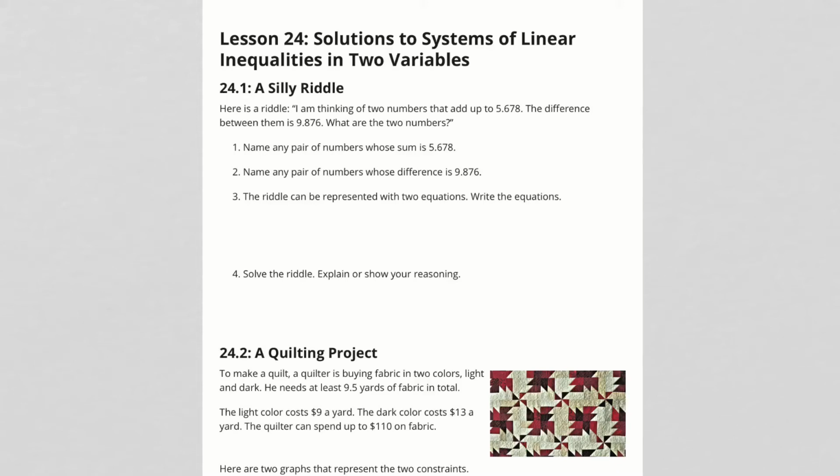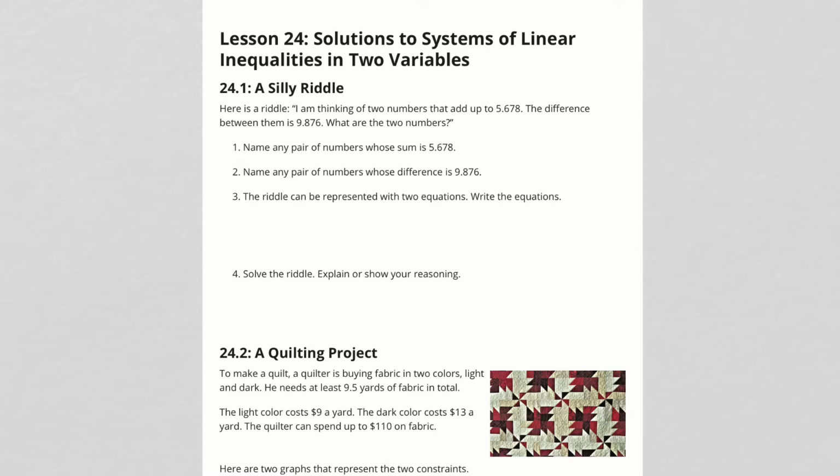All right, for lesson 24, we're doing solutions to a system of linear inequalities in two variables. We have a silly riddle. I am thinking of two numbers that add up to 5.678. The difference between them is 9.876. What are the two numbers?